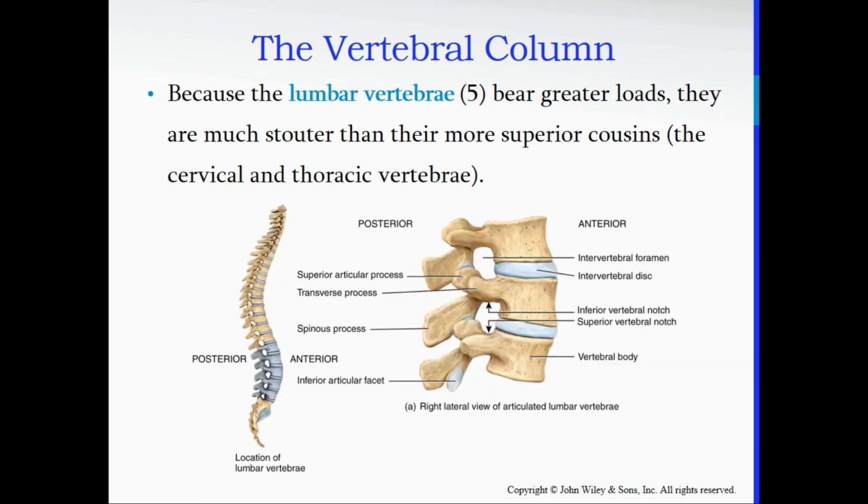Because the lumbar vertebrae bear greater loads, they are much stouter than their more superior cousins, meaning the cervical and thoracic vertebrae, and stouter meaning they're bigger, thicker, larger vertebrae. They are the biggest of all.